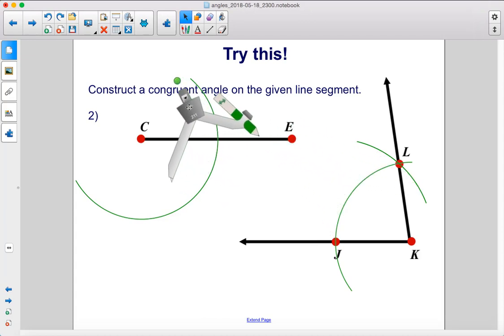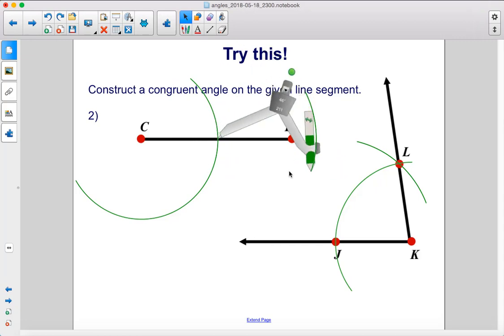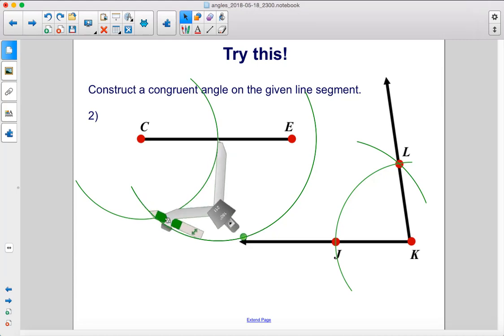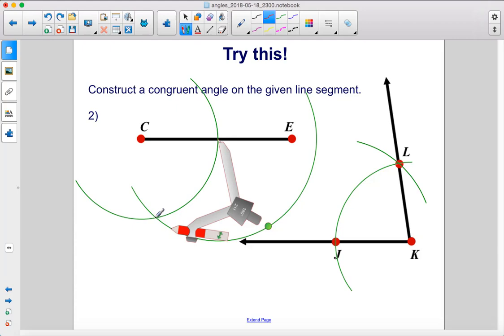Then we can move this over to this point where the arc intersects the line segment, and we can bring this around here and draw this arc there. So this point here is what we're going to need in order to draw our ray. So we can now draw a new line segment here, not a ray. We can just draw a little segment that goes through that point, and now we have two angles that are congruent, C and K.